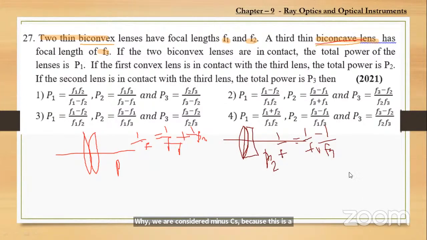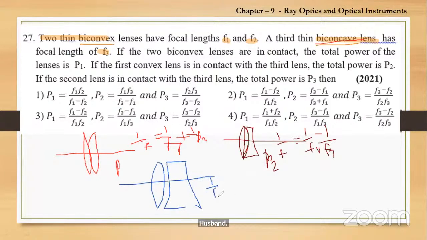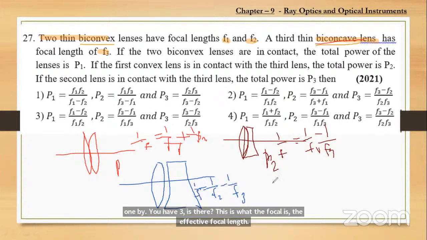And the third condition they give is a power of lens P3. The second lens is in contact with the third lens. The second lens has its own focal length, and the third lens has focal length f3. So the effective focal length is 1 by f2 minus 1 by f3. This is the effective 1 by f, and their power they call P3.